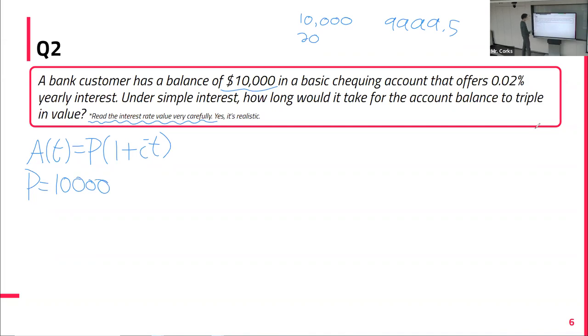All right, and what else? Something else too. AT, so our final value is what? 30,000. Triple in value. So whatever the starting value is, it was 3 times that amount. All right, and our I, tell me what the interest rate is as a decimal, not as a percentage.